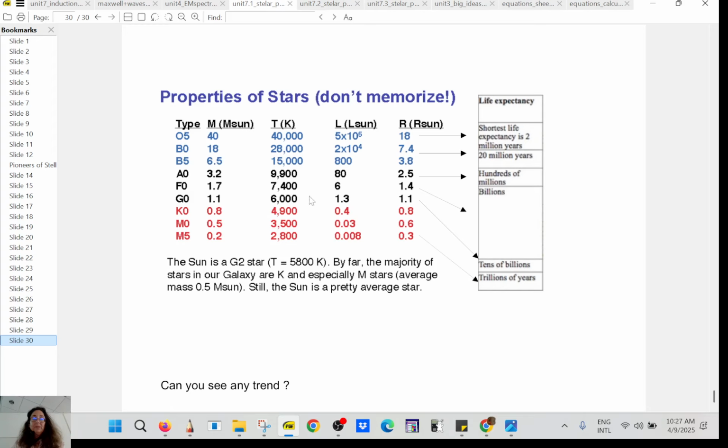So our sun, a G star, is here. It's going to last for 10 billion years. If you have a very, very large star, it's going to last for a few million years or even less.